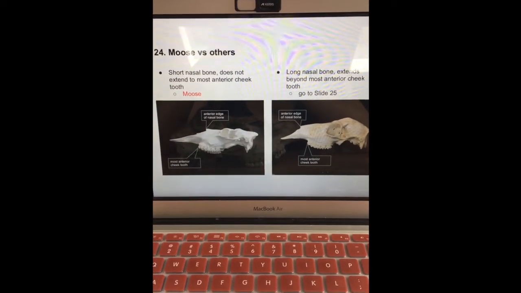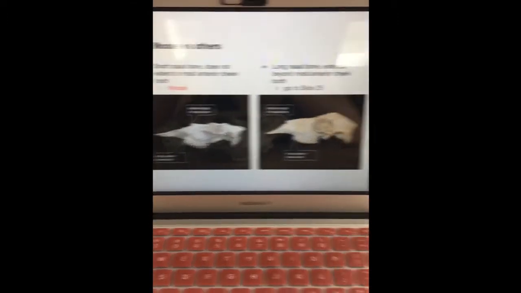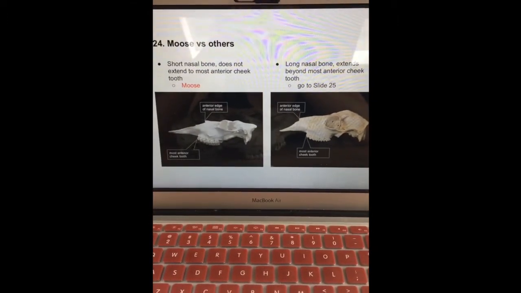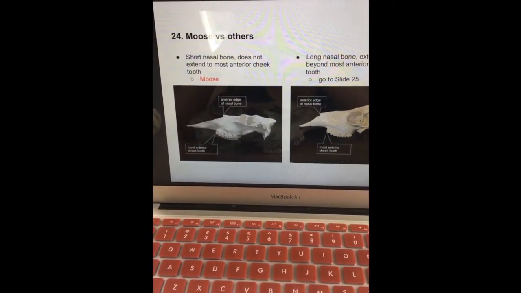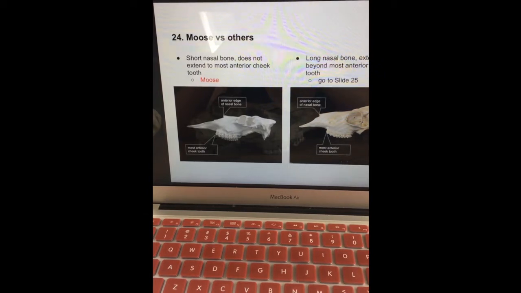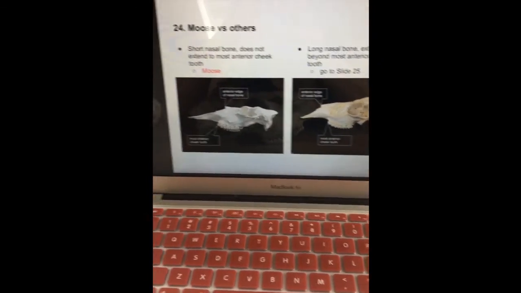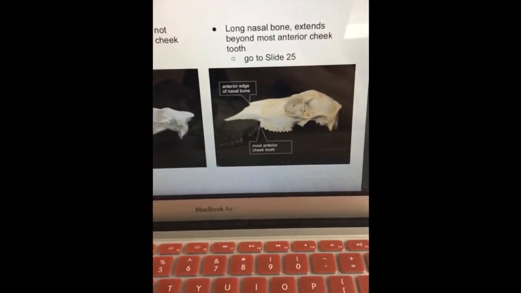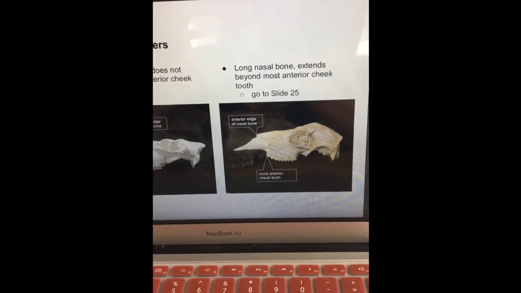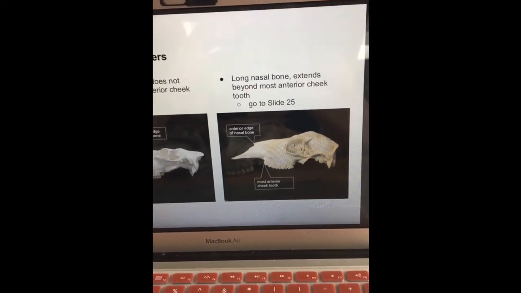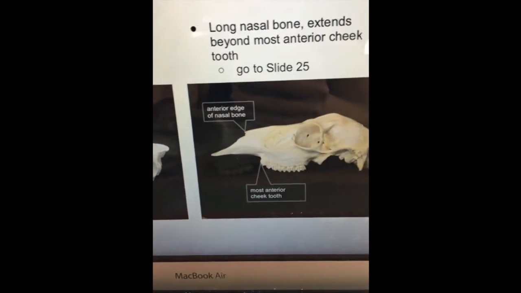Now we are at slide 24, and basically our choices are a moose or something else. So it's asking about the nasal bone. Does it have a short nasal bone that doesn't extend to the most anterior cheek tooth? Anterior means towards the front, posterior would mean towards the back. Or does the nasal bone extend beyond the most anterior cheek tooth? So is the nasal bone in front of or behind the front tooth?